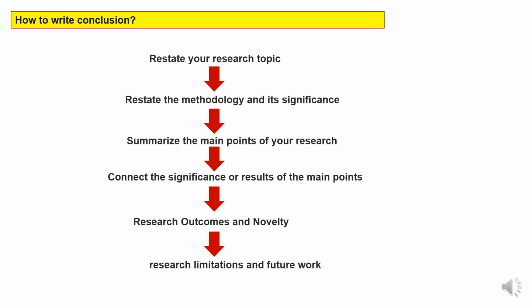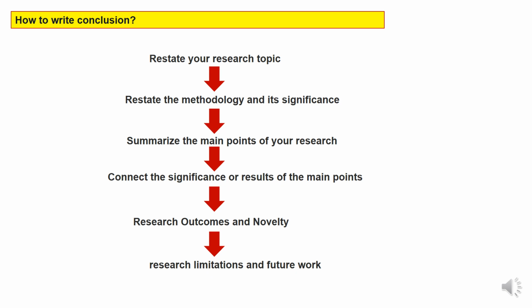Now here, restate your research topic again. So if you're writing a conclusion in 8 steps, so 8 or 9 points, you can first specify what is the research topic, what is the methodology you have used, and what is the significance, and summarize all the main points of the research.